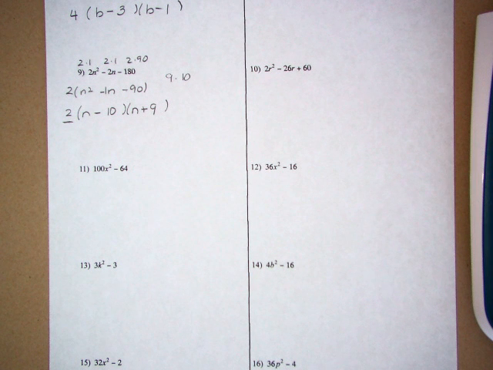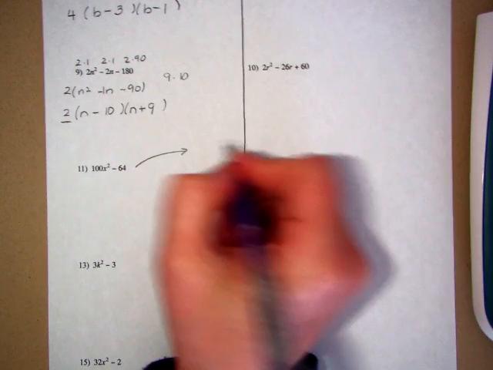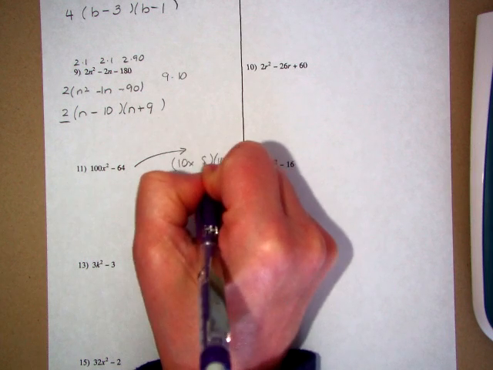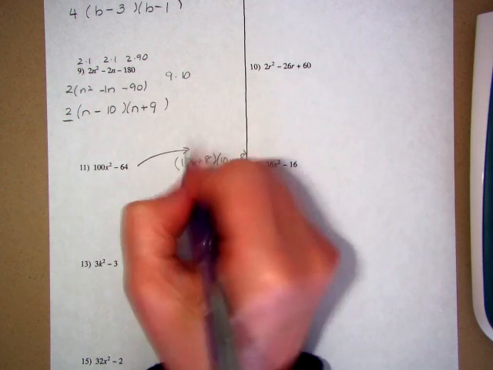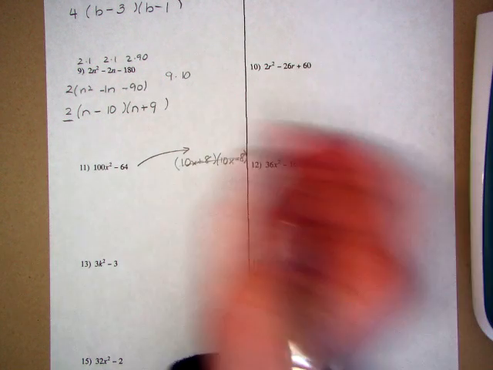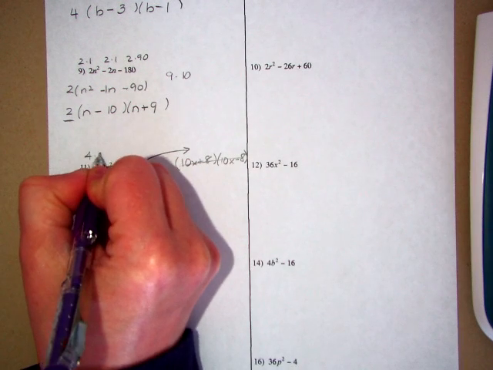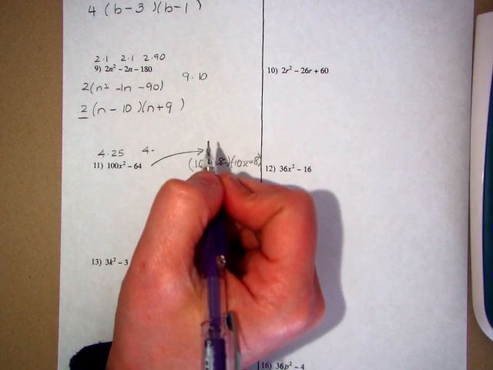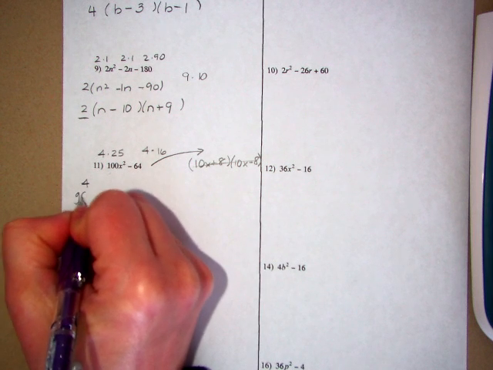Now, number 11. Number 11 is a little bit trickier. You probably see this initially, and this is how I know if you're watching the video or not, as 10x and 10x and 64 is 8 and 8, plus minus. But that didn't take into account GCF. So if it says factor completely, yes, it is difference of squares. These are both perfect squares. But I can actually take out 4 times 25, and I can take out 4 times 16, which gives me 64. So there's my GCF of 4.